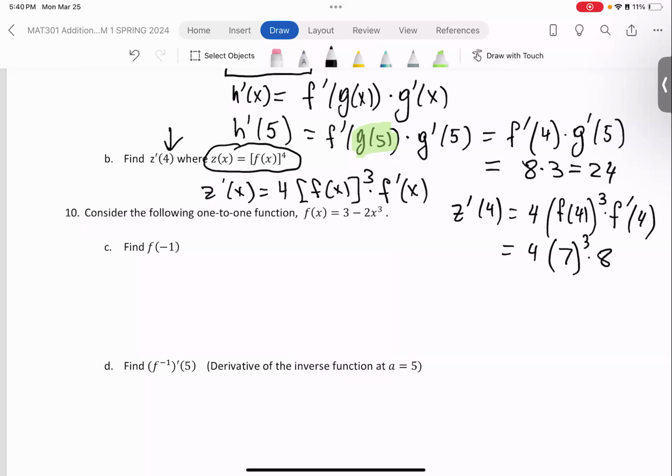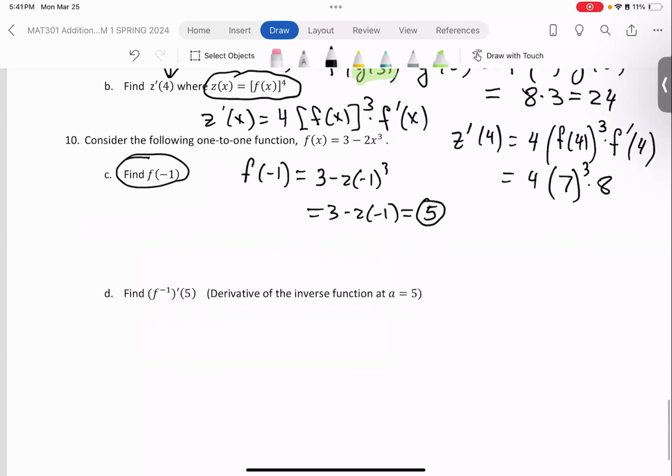First, you start off with evaluating, I scaffolded it the same way. So let's evaluate f of -1. What is that? Three minus 2 times -1, that is 5. You're right, absolutely. 5. And then you ask to compute the derivative of the inverse of 5.